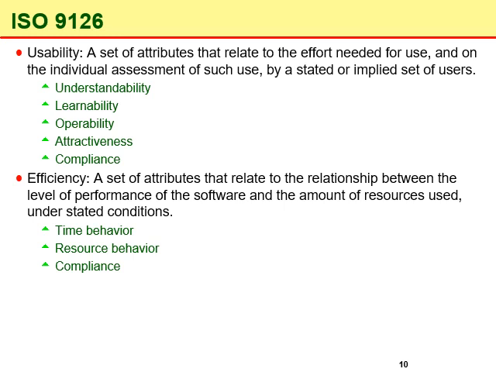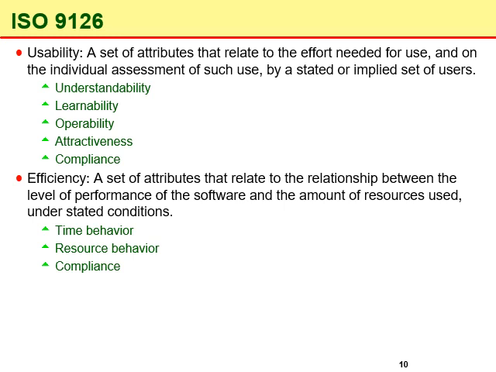So by understandability, we mean the attribute of software that relates to the user's efforts for recognizing the logical concepts and their applicability. And learnability refers to the attributes of software that relate to the user's effort for learning its application, for example, operation control, inputs, outputs, etc.